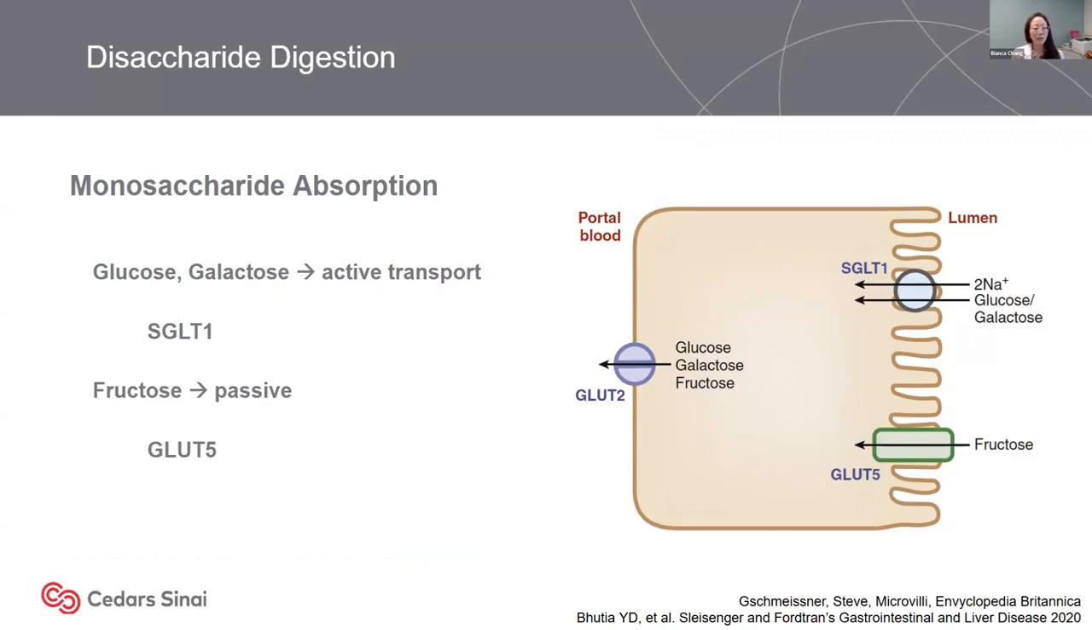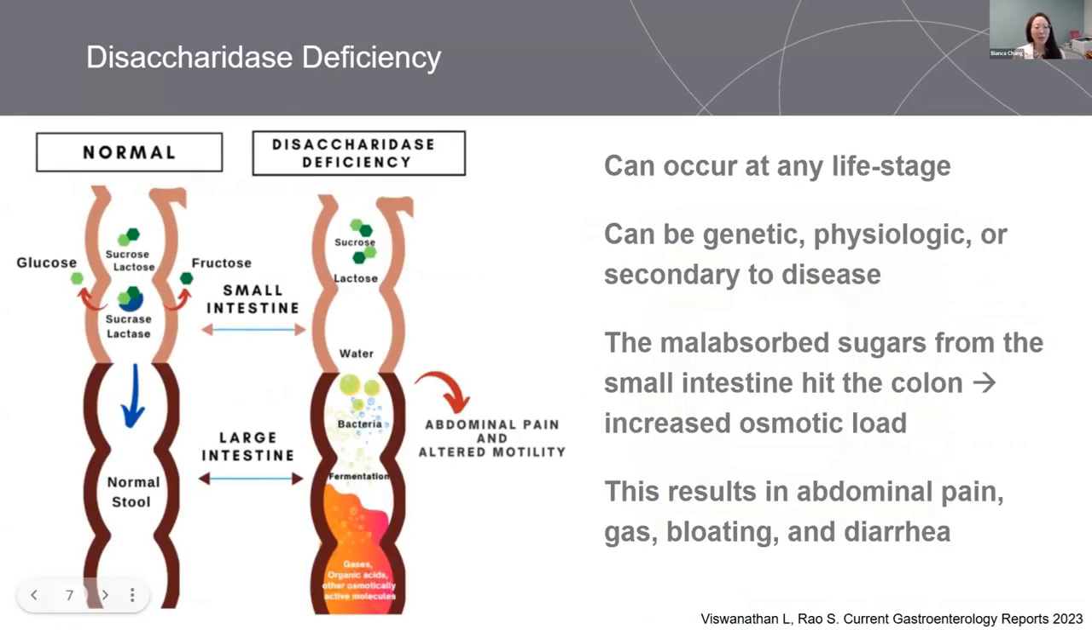Glucose and galactose, the two building blocks of lactose, are actually transported into the cells through active transport. And that just means that the cell needs to use a little bit of energy to get those sugars into the cell, versus fructose, another monosaccharide that is just absorbed passively. So when we think about disaccharidase deficiency, that means that there's a deficiency in the disaccharidase to break down the disaccharide.